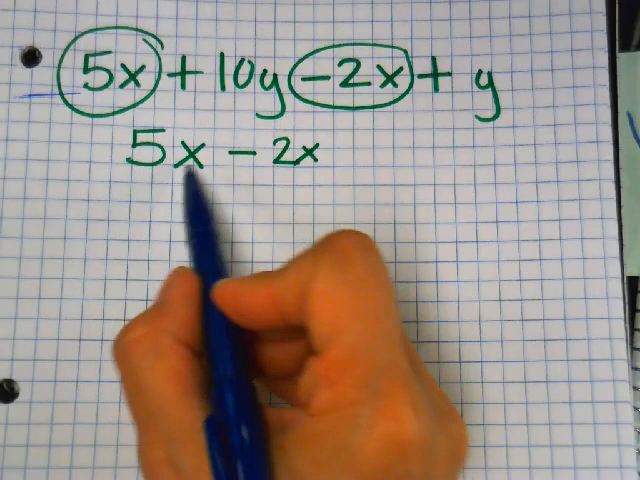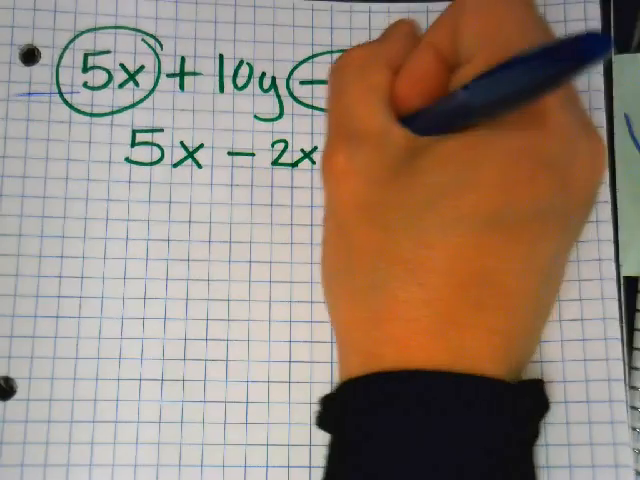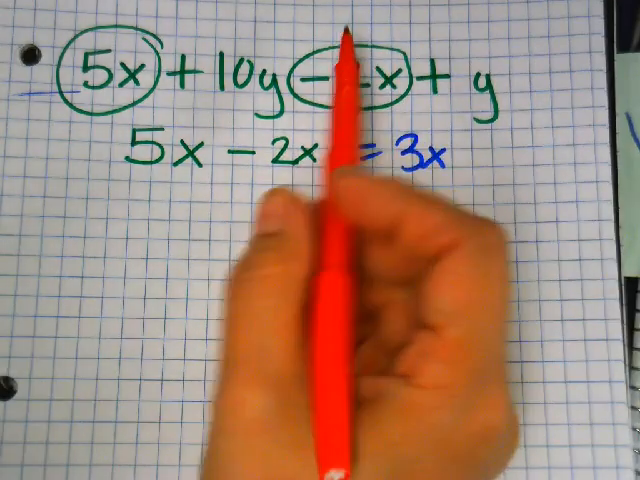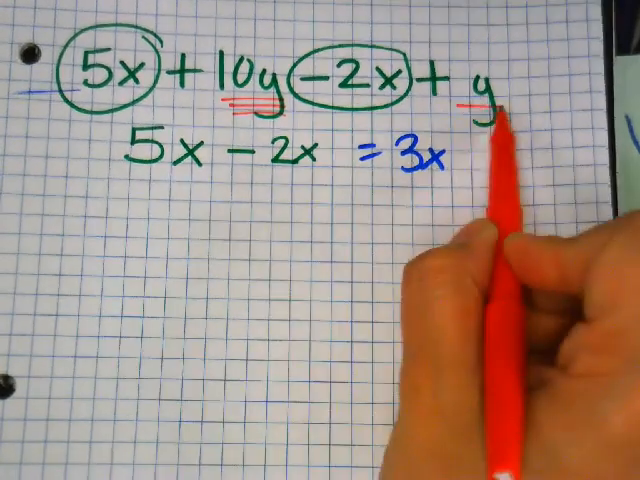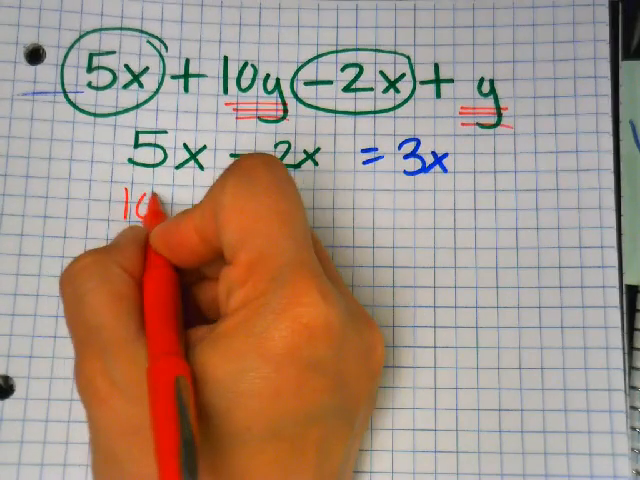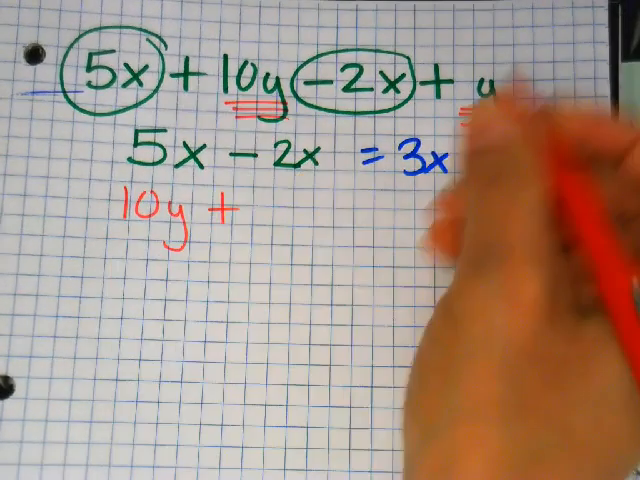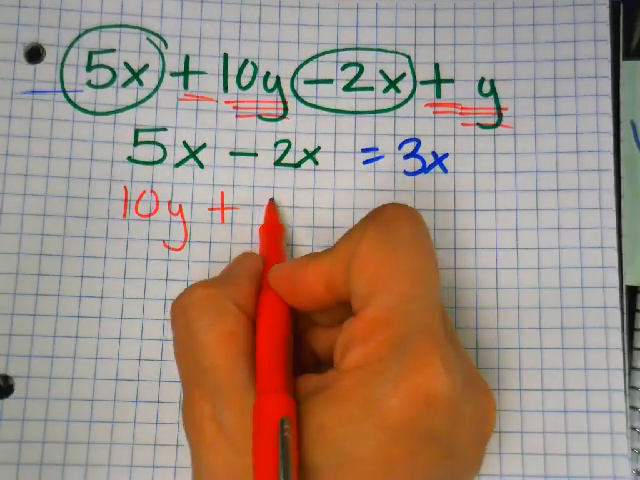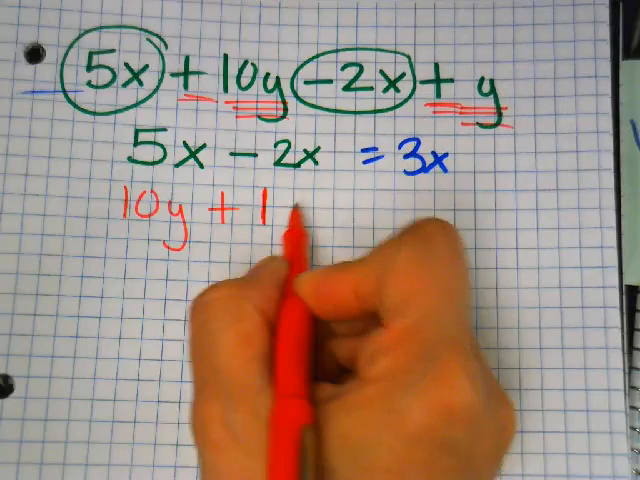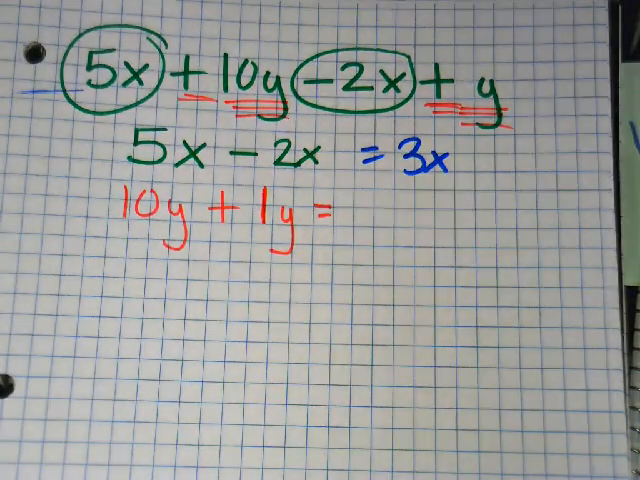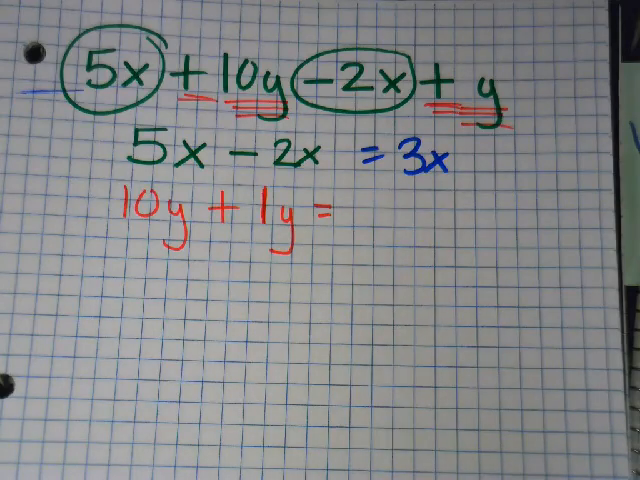What's 5x minus 2x? Okay, now I'm going to underline what I haven't used. 10y and y. 11y. Good. 10y plus y. Why is it plus? Because there's a plus sign there. There's a 1, it's invisible. There's a lot of invisible numbers in math. It's usually a 1. Sometimes a 0. Usually it's a 1.